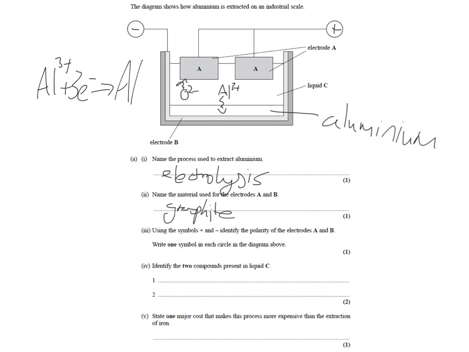And what would happen to the oxide when it got to the positive electrode? Well, it would form oxygen. Now, oxygen has 2 oxygen atoms in it, so it'd be O2.